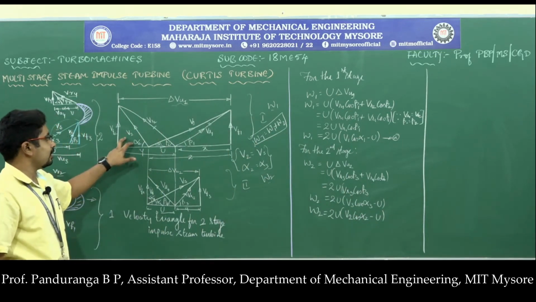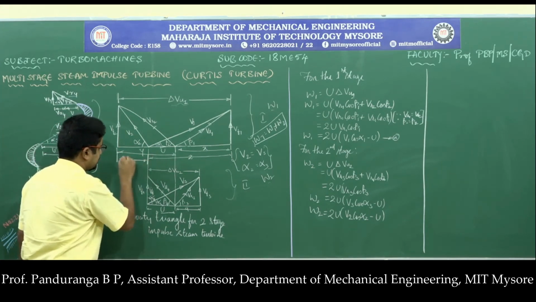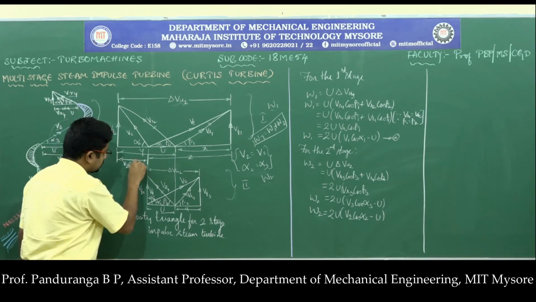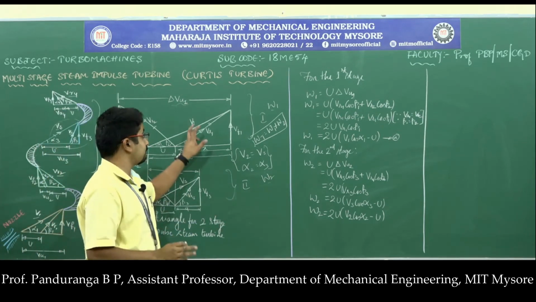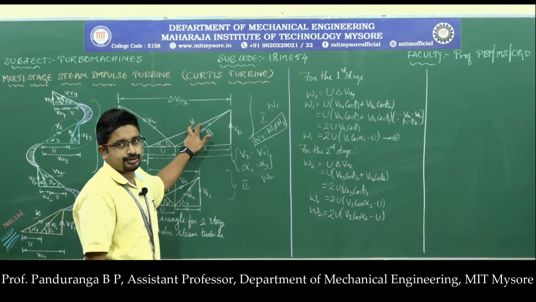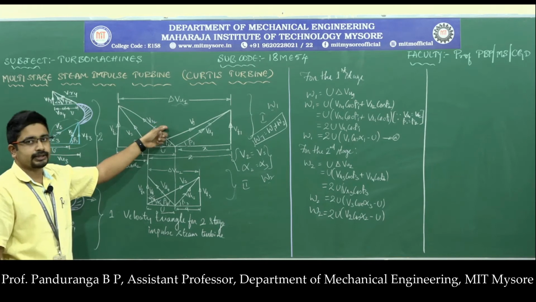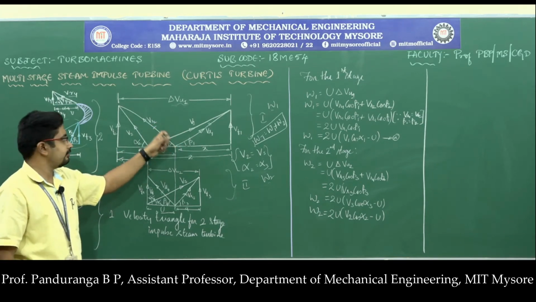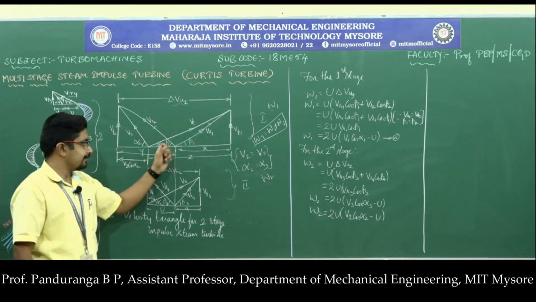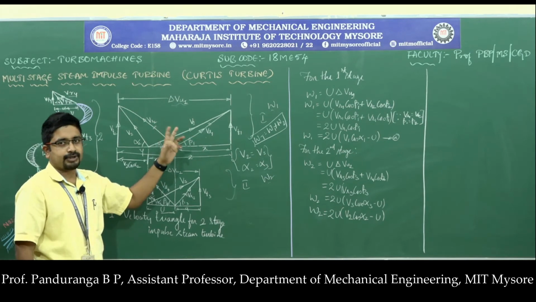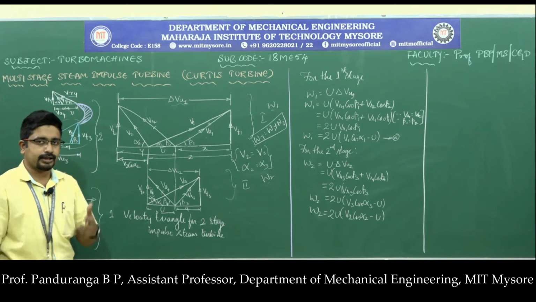Now V2 cos alpha 2 is this length, from here till here. But I need to express V2 in terms of V1, and directly we cannot do that. So I will express this length in terms of VR2 cos beta 2, and I know that VR2 is equal to VR1 and beta 2 is equal to beta 1. So I can replace them and I can easily relate VR1 with V1. We have already done that.